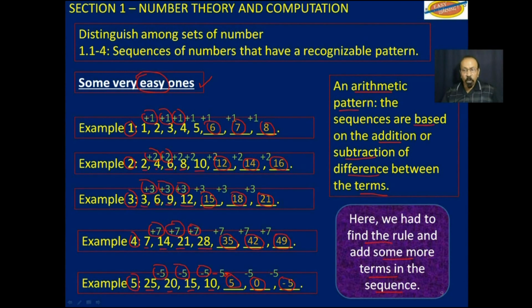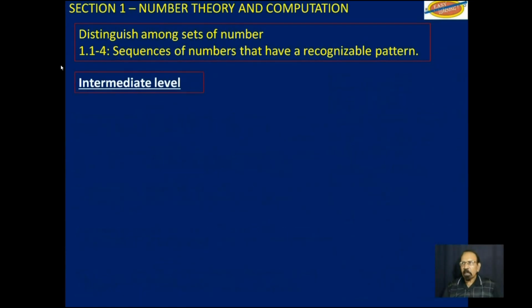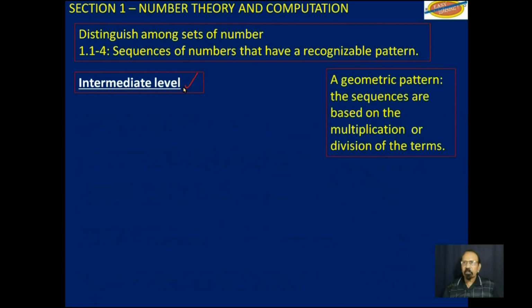But the objective we will be looking at, objective 16, we will be given a rule and we have to add some terms. And then objective 17, we will not be required to find any terms, but we will be required to derive the rule. Okay, those were the easy ones. Then we looked at intermediate level, not too difficult, but not too easy either.